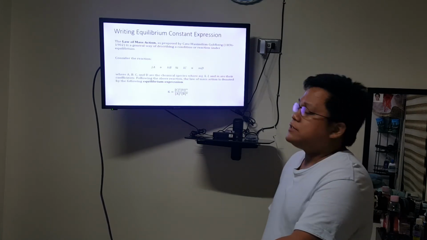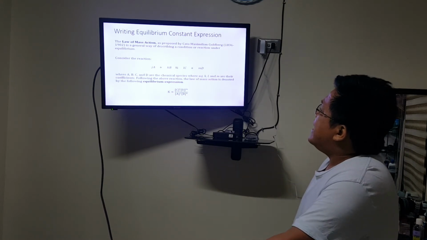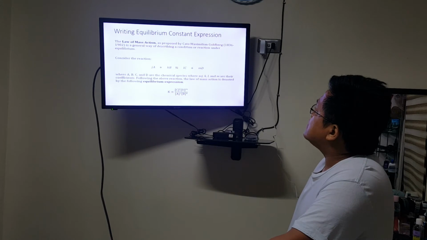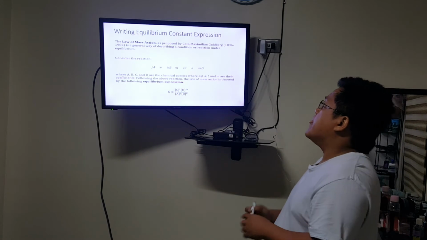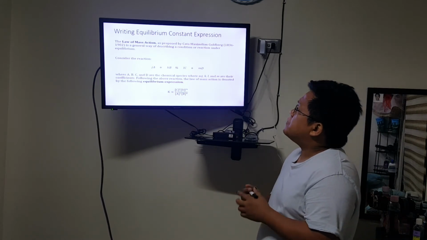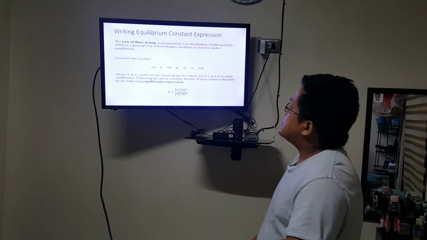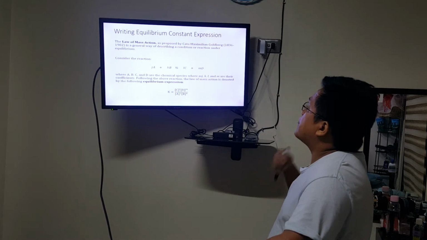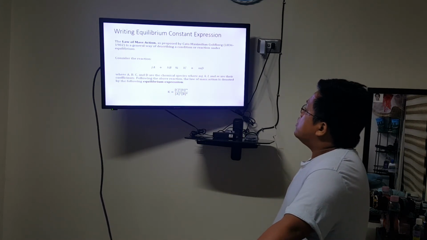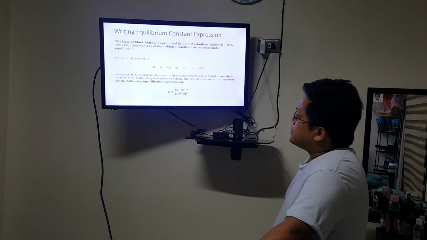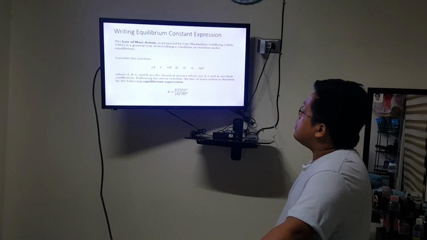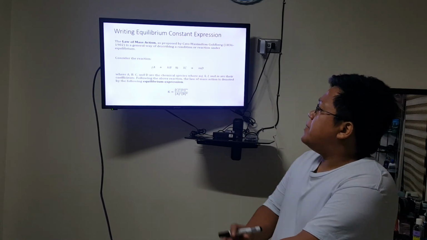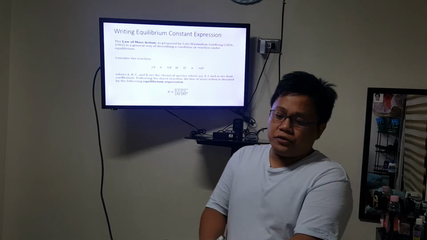So, writing the equilibrium constant expression, the law of mass action as proposed by Cato Maximilian Guldberg is a general way of describing a condition or reaction under equilibrium. Consider the reaction jA plus kB to lC plus mD, where A, B, C, and D are the chemical species, and j, k, l, and m are their coefficients. Following the above reaction, the law of mass action is denoted by the following equilibrium expression.